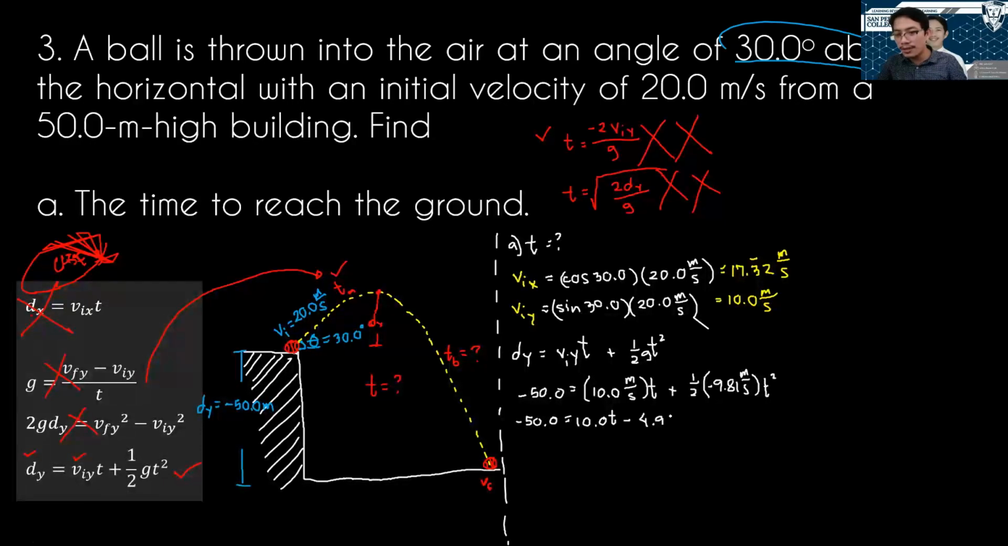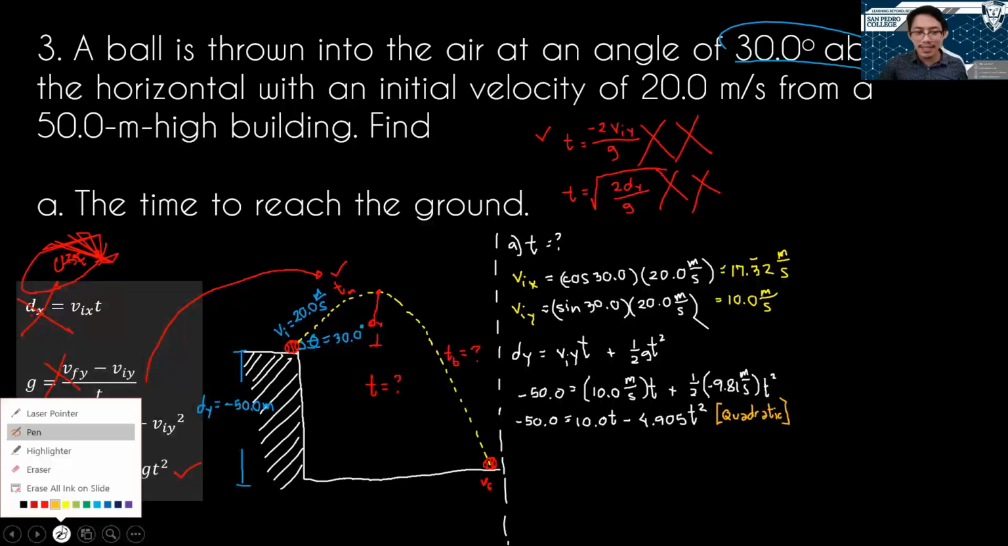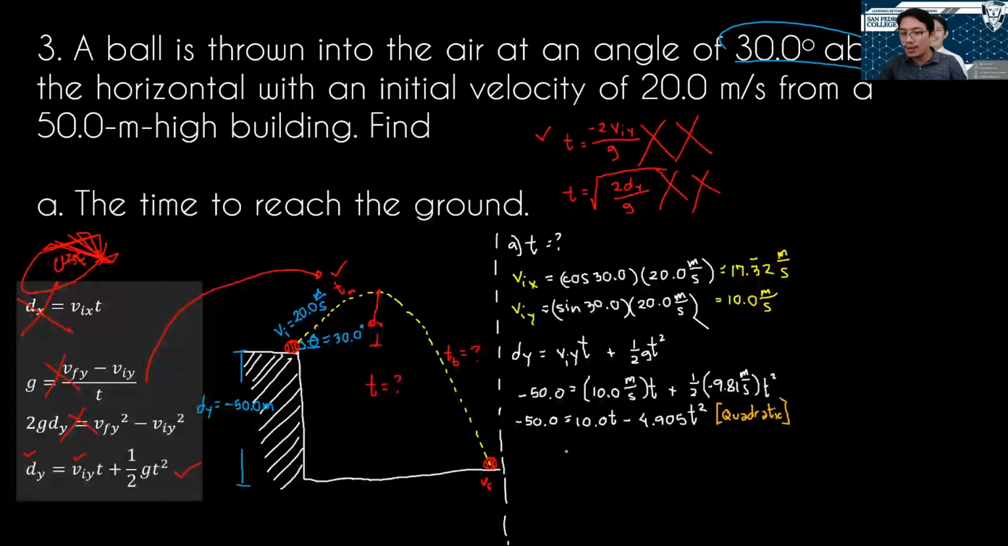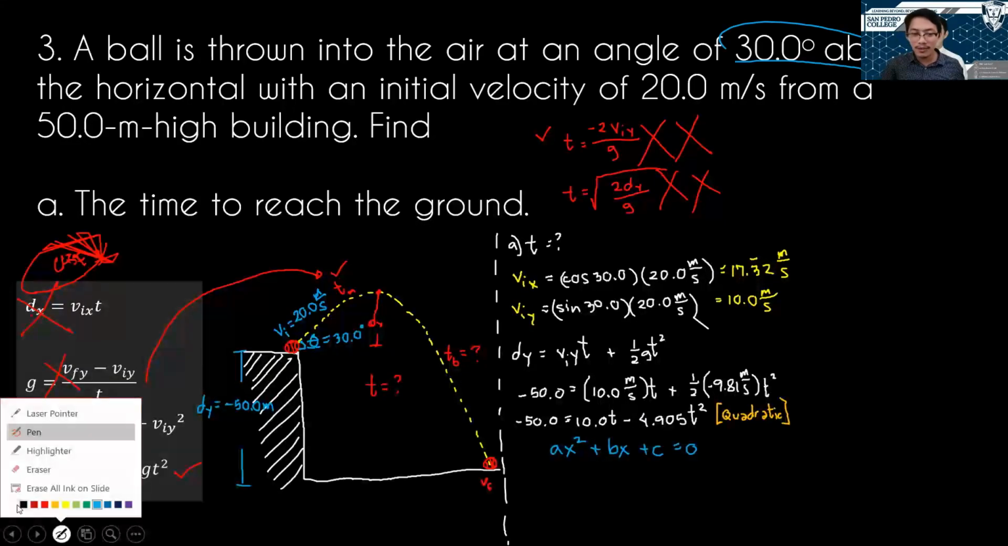minus 4.905 T squared. Yan. Anong klaseng equation ito? Anong klaseng equation yan? This is quadratic equation. Follow? So, ibig sabihin, kailangan natin siya i-transform into the standard quadratic equation, which is ax squared plus bx plus c equals 0. Di ba? Ito yung standard natin.